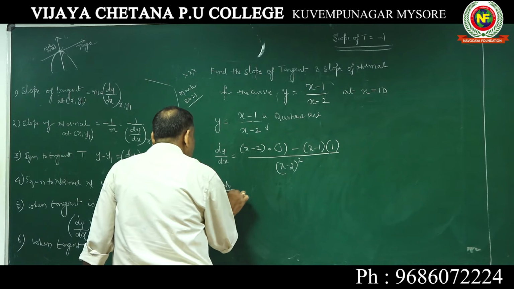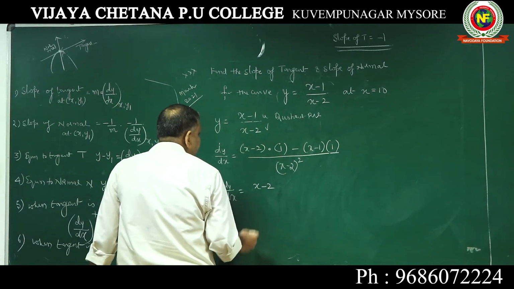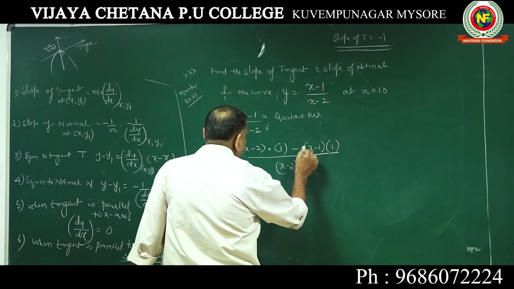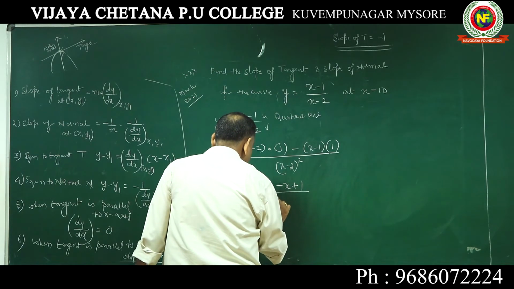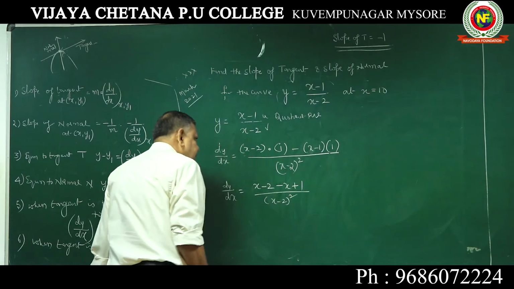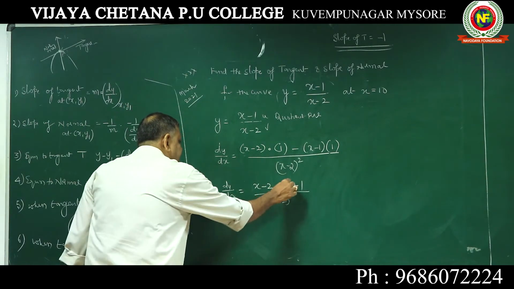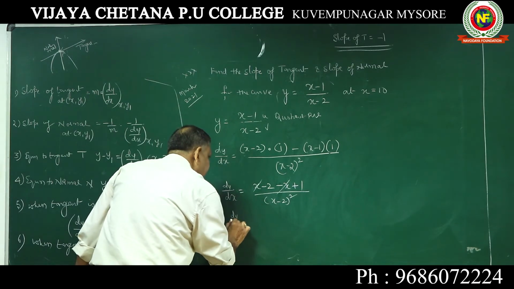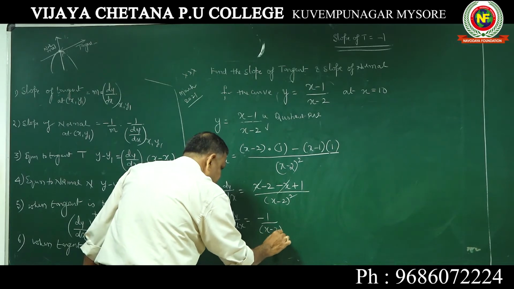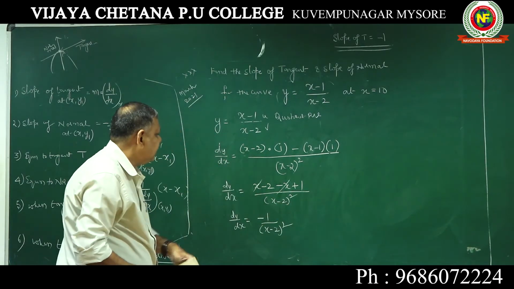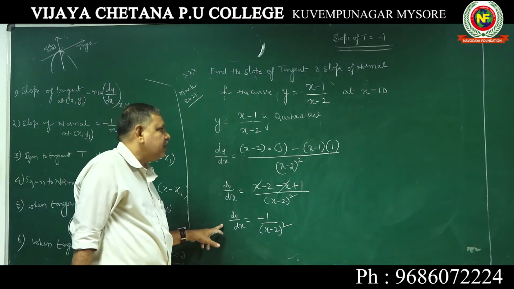So dy by dx is equal to x minus 2 into 1, that is x minus 2, and multiplying the other term, this is 1 only, minus x plus 1, by x minus 2 whole square. This is x minus 2 minus x plus 1. Now x is gone. So dy by dx is equal to minus 1 by x minus 2 whole square, since minus 2 plus 1 is minus 1. But you cannot give the answer like this.